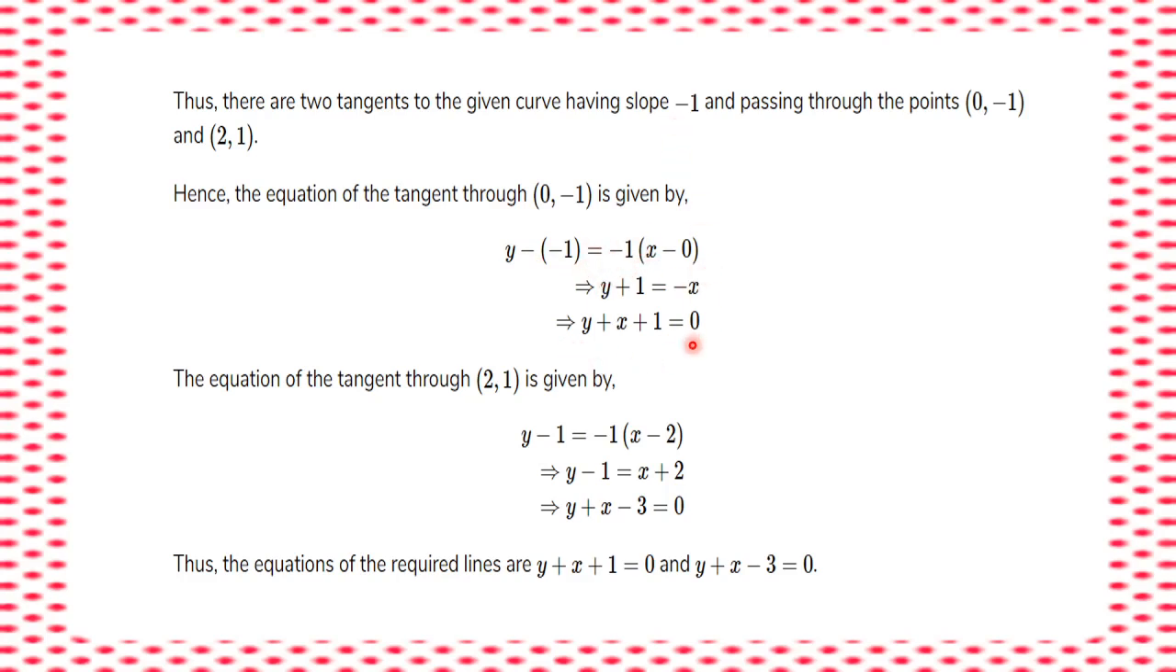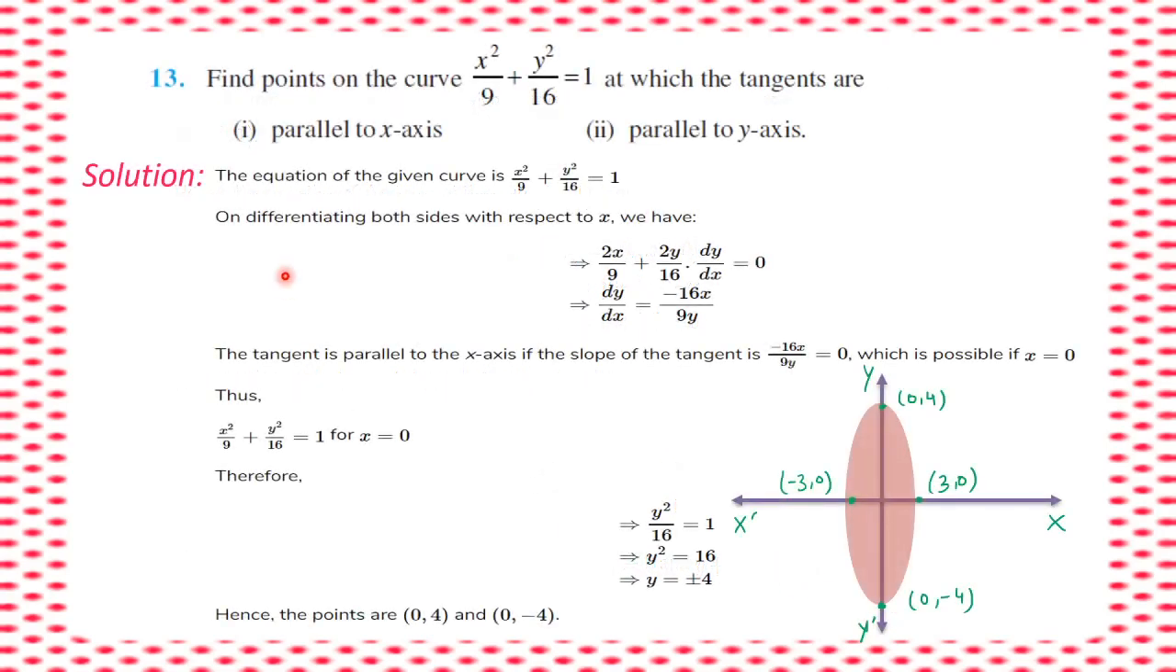So this is one of the equations. Second point 2, 1, and form the equation. So we are getting the second equation. So these are the two required equations. Question number 13. Find the point on the curve x square upon 9 plus y square upon 16 is equal to 1. Students, if you identify this equation, you will get to know which type of curve it will be.